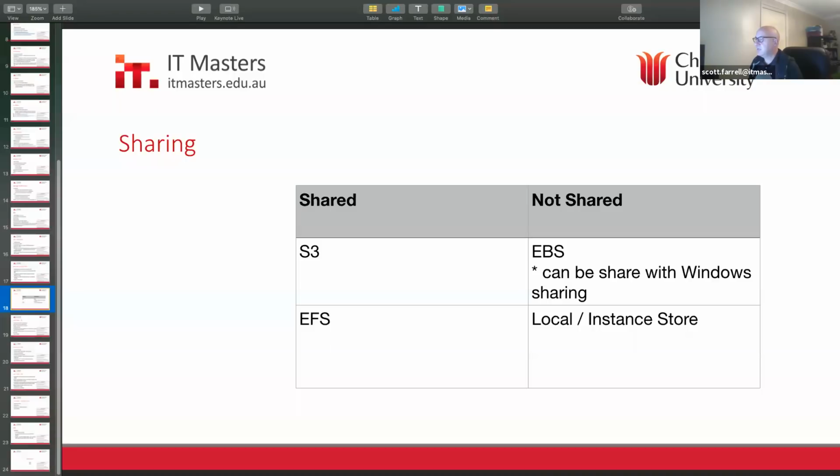Can you create the same bucket in different regions? No, bucket names are global.